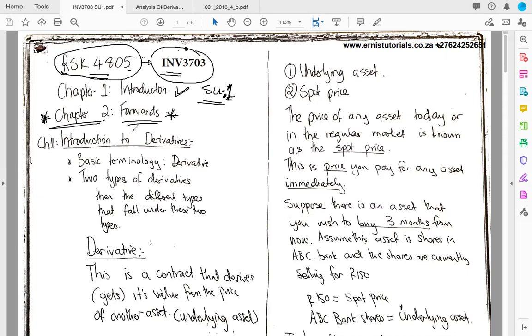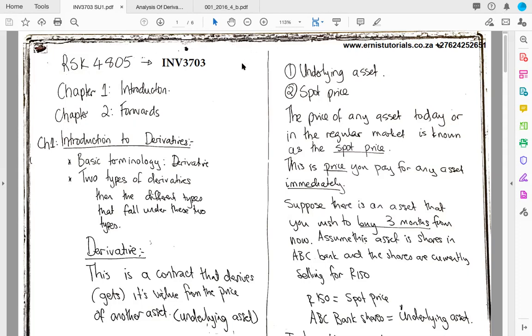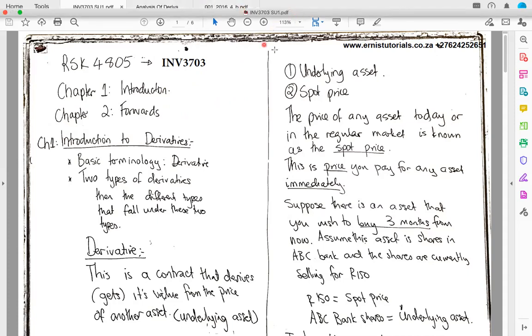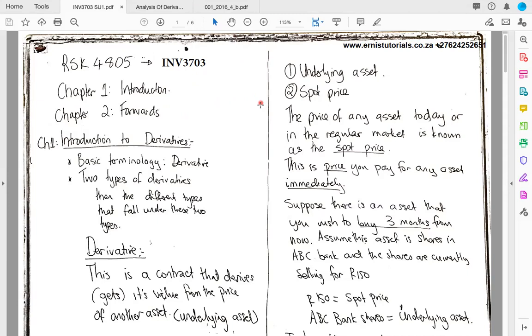concepts behind derivatives. Okay. So as I keep saying, it's a module that can be a bit challenging, but if you're comfortable with your theory and you do a lot of calculations, like you practice a lot, maybe set aside a certain amount of time each day or every 2 days, maybe just 30 minutes just to practice and get familiar with your calculator. If you can do that, you should be fine. The most important thing about RSK 4805 is to be comfortable with your scientific calculator.